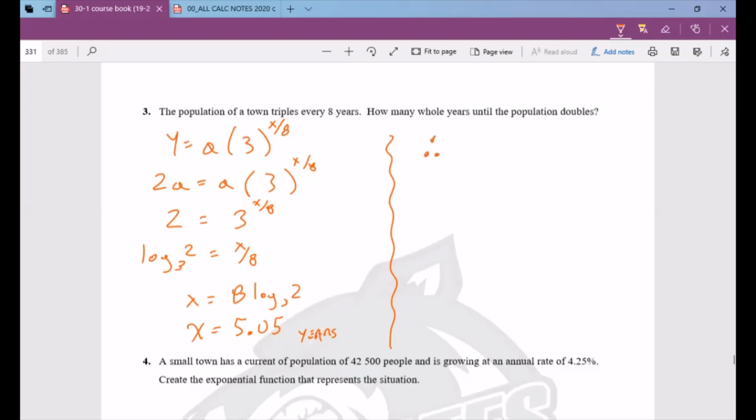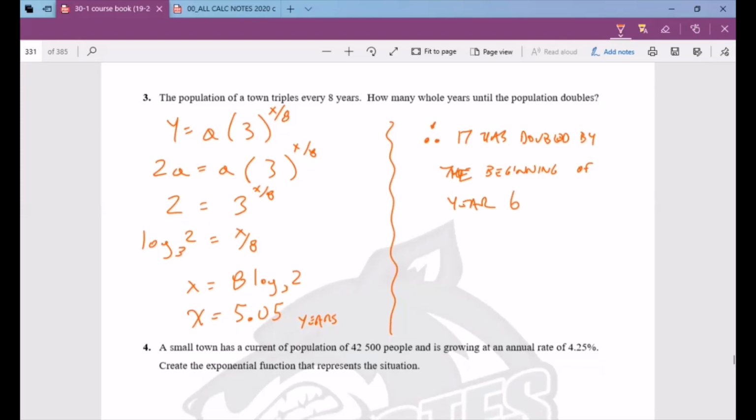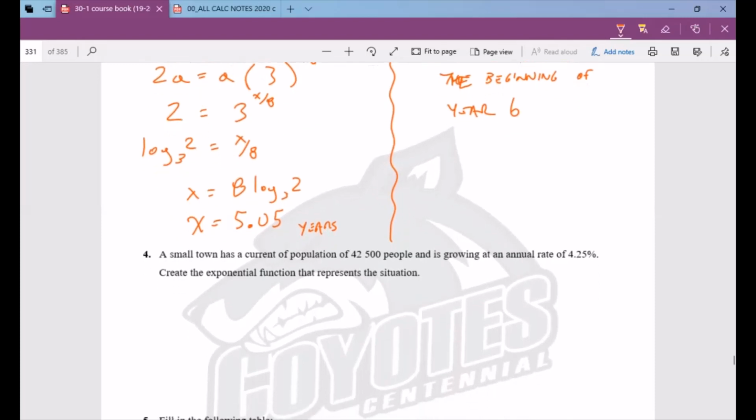So you could make an argument, therefore, how many whole years until the population doubles? Therefore, it has doubled by the beginning of year 6. It has not yet doubled by the beginning of year 5, but it has now doubled at the beginning of year 6. How many whole years until the population doubles? It's not asking you to round to the nearest year, so we need to be careful about that.